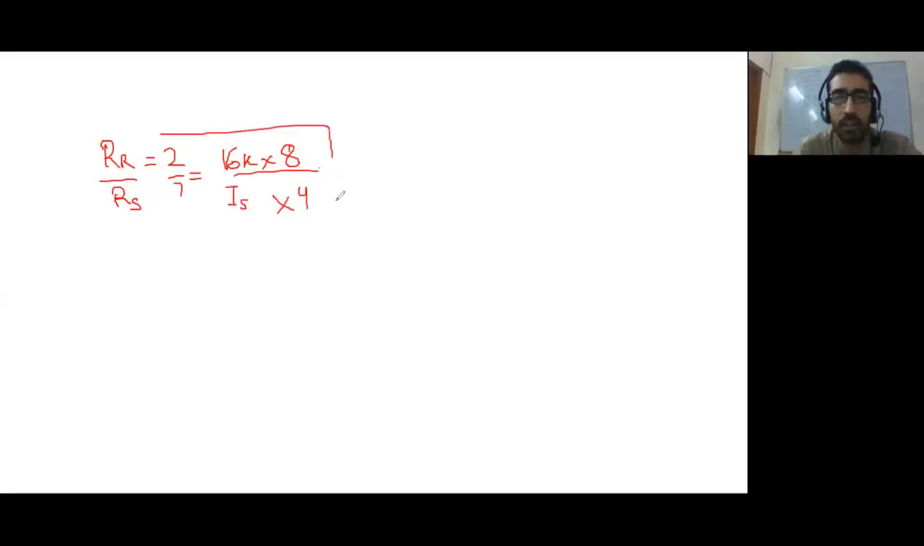Now, how difficult is this to solve? You only need to solve this, that's all. So IS will, of course, come out to be, simplify this, the 2 cancels out. IS is 16K into 7, which is, of course, 112K.